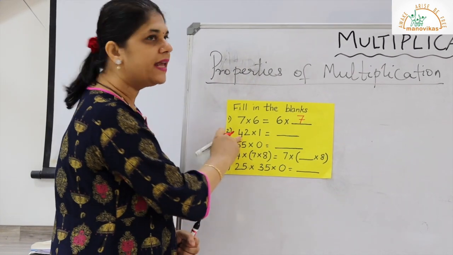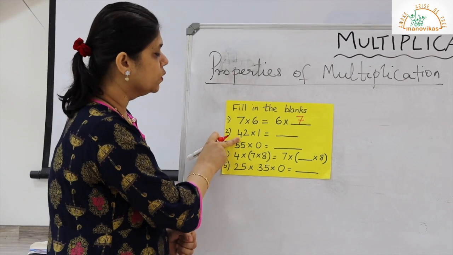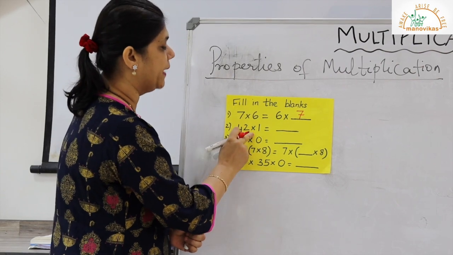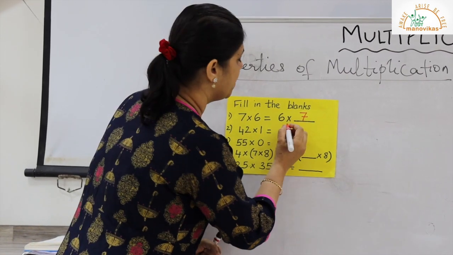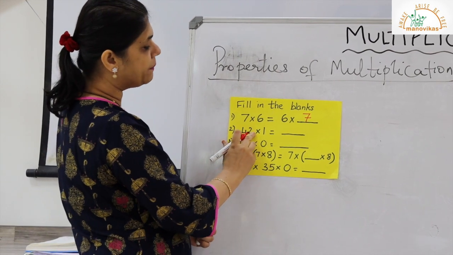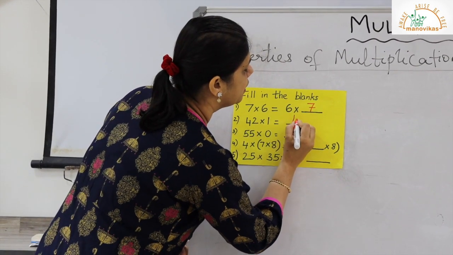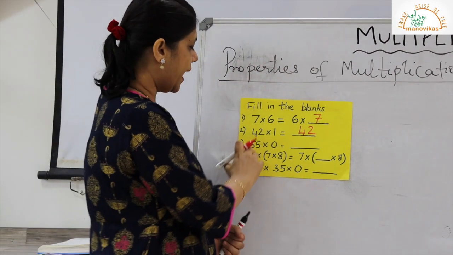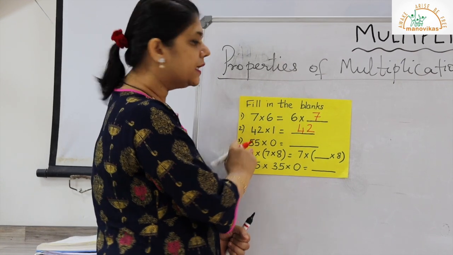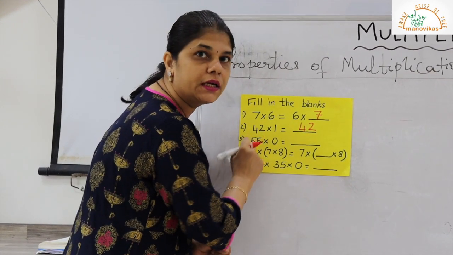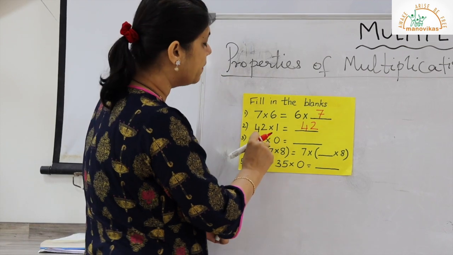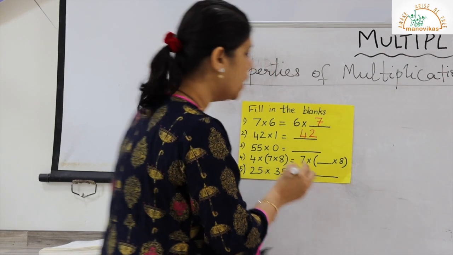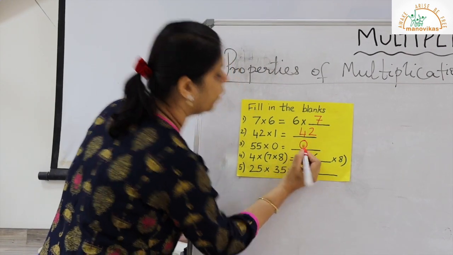Now look at the next sum. Here we are using which property? Yes, correct. Any number multiplied by 1 gives you the number itself. So 42 multiplied by 1 will give us 42 again. Isn't it? Now look at the next example. Which is the property you are learning here? Yes, 55 multiplied by 0, that is, any number multiplied with 0 gives you 0.